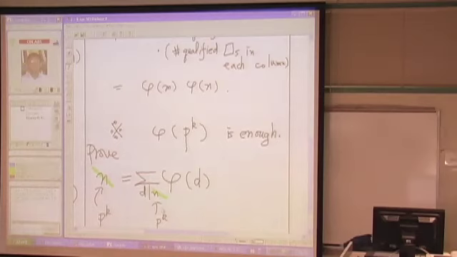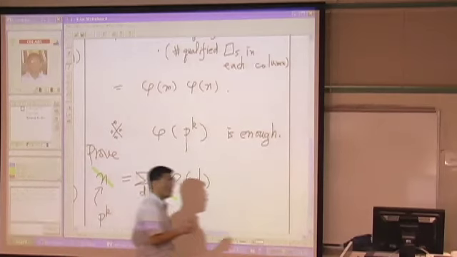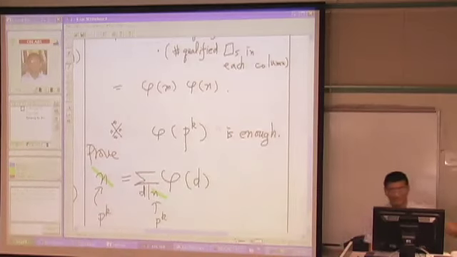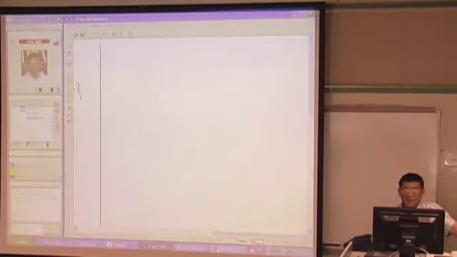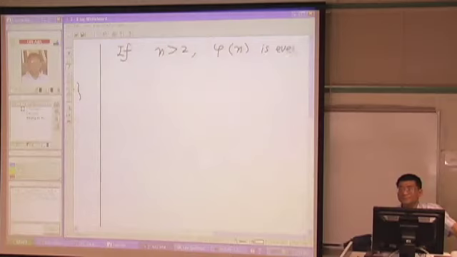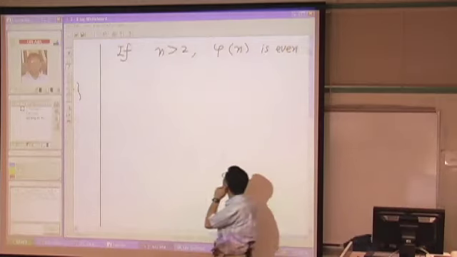But before going to the complex thing, I will prove an easy fact. If n is greater than 2, then phi of n is even. This is the one that I want to prove first.